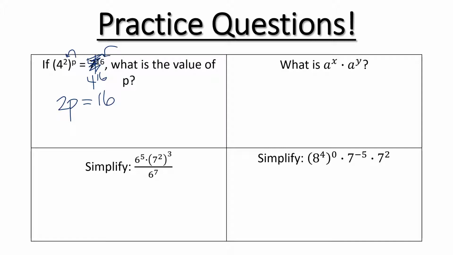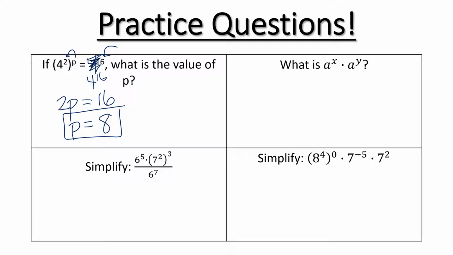So since they both have 4 as our exponent base, we know we can set the powers equal to each other. And we can solve this by saying 2 times what gives me 16? And that would be 8. So for this problem, all we would have to do is plug in an 8 for p, and then we would see that both sides are in fact equal.